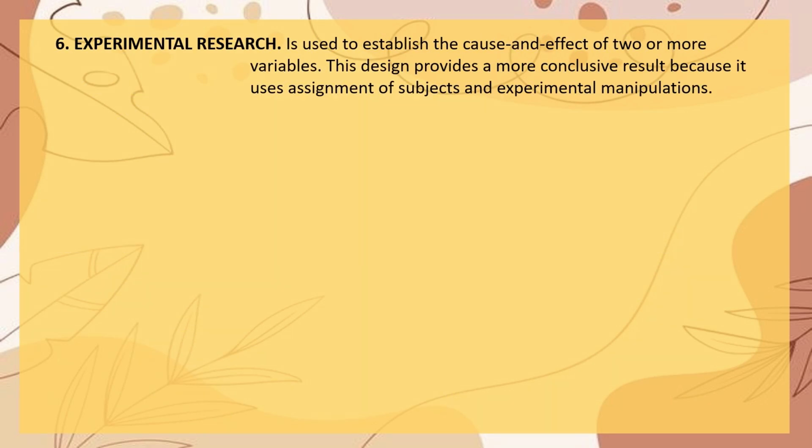The last design in quantitative research is the experimental research design. It is used to establish the cause and effect of two or more variables. This design provides a more conclusive result because it uses assignment of subjects and experimental manipulations. This design is a systematic and scientific approach used to investigate cause and effect relationships between variables.